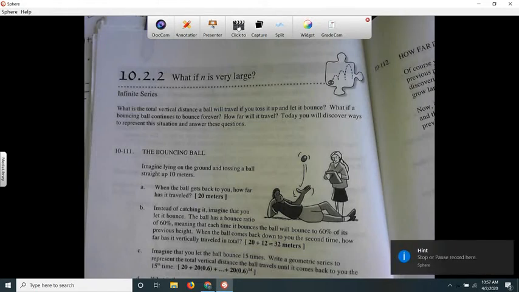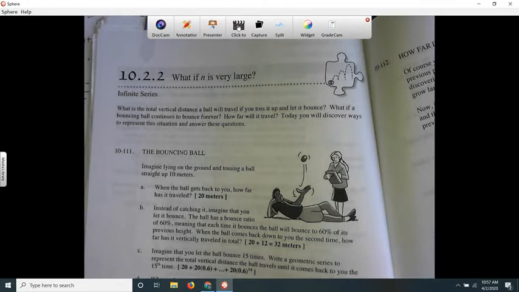Here's integrated 3 lecture for 10.2.2. It says, what if n is very large? So we're going to learn about infinite geometric series today. And it starts out with this first problem.